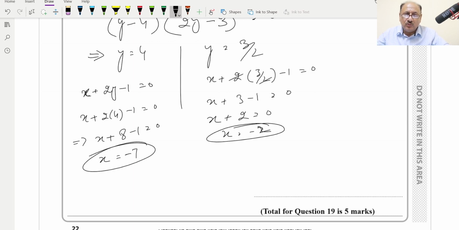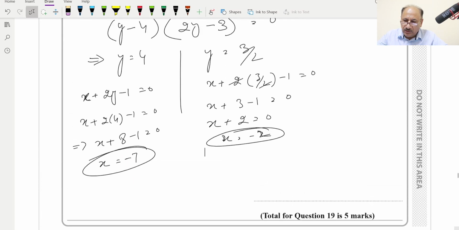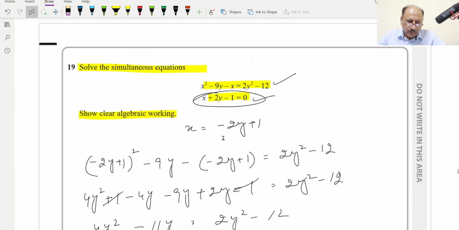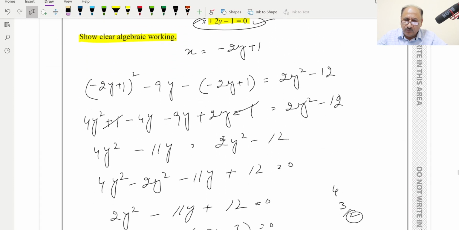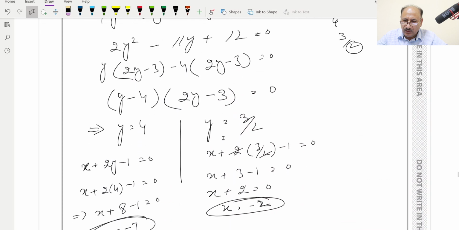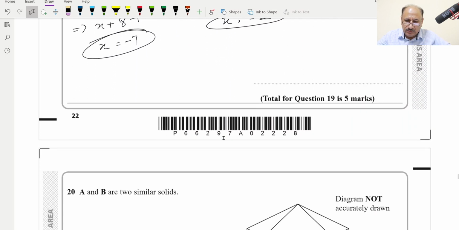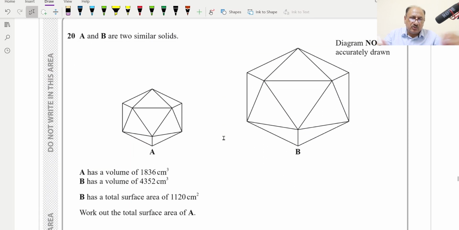So these two will be the values they are asking for. We have to find the values of x and y, which we have done. So these are the solutions. Then question number 20, which is A and B are two similar solids. So this is similarity question.